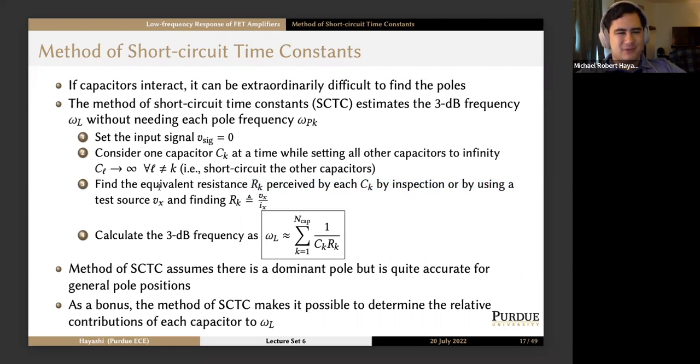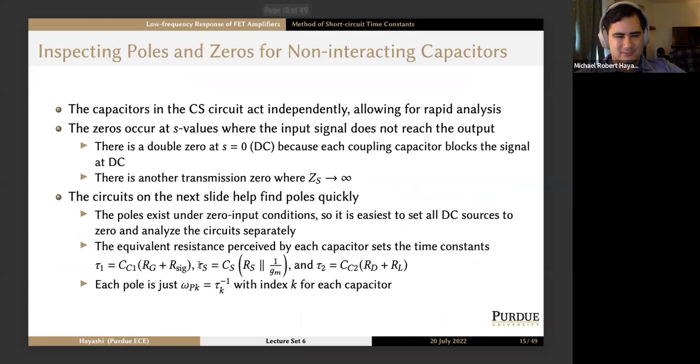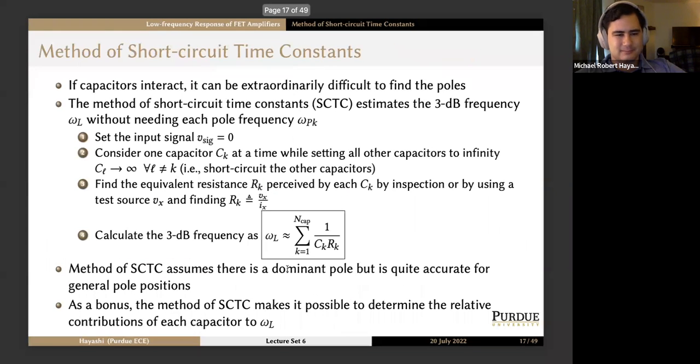And then we just repeat this for every capacitor in the circuit. Then we calculate the 3 dB frequency as omega L approximately equal to the sum from k equals 1 to the number of capacitors of 1 over C sub k R sub k, which is just 1 over the time constant k. Hence the name short circuit time constants. We did that basically previously. The method of short circuit time constants assumes there's a dominant pole, but it's still quite accurate even with general pole positions. That's why there's an approximation going on right here.